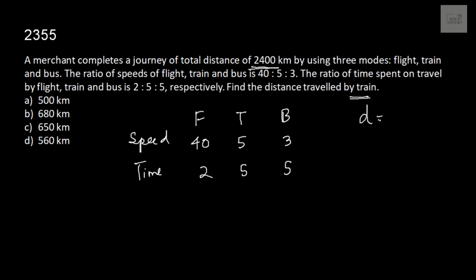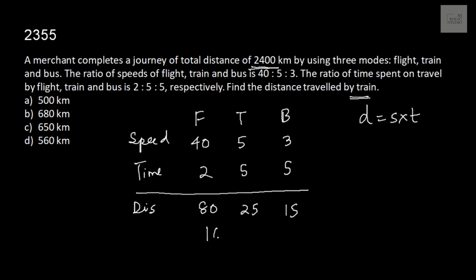Now we know that distance is equal to speed into time. We can use the joint ratio format, where speed into time will give us distance ratio. So distance ratio would be simply speed into time. 40 into 2, 80; 5 into 5, 25; 3 into 5, 15; or it's simply 16:5:3, and that is your distance ratio.